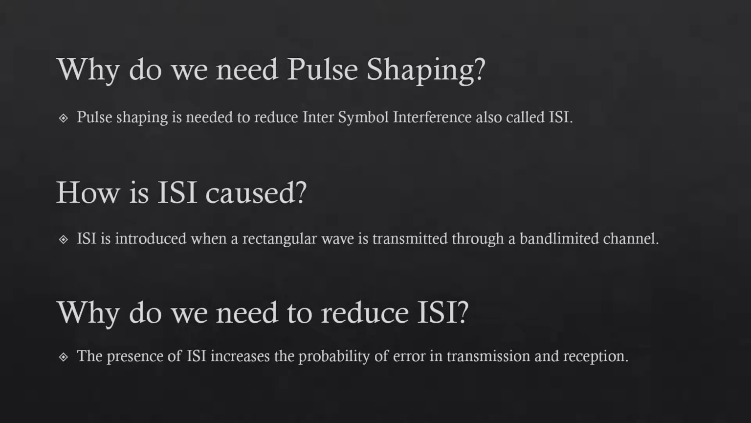Why do we need pulse shaping? Pulse shaping is needed to reduce inter-symbol interference, also called ISI. How is ISI caused? ISI is introduced when a rectangular wave is transmitted through a bandlimited channel. Why do we need to reduce ISI? The presence of ISI increases the probability of error in transmission and reception.